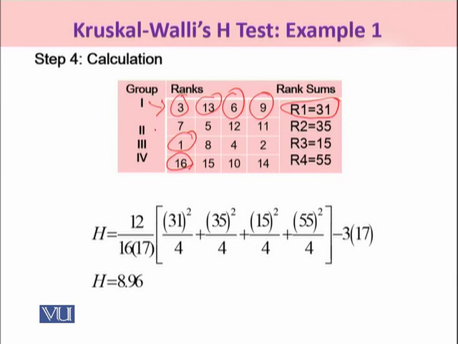For the second group, we'll be summing over all 4 ranks, that is 7 plus 5 plus 12 plus 11. So it will give us a sum of 35, that we have assigned to R2. Similarly, for the last group, we'll be adding 16, 15, 10, and finally 14. We got the rank sum of 55.